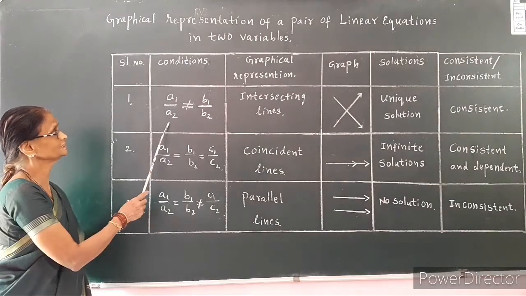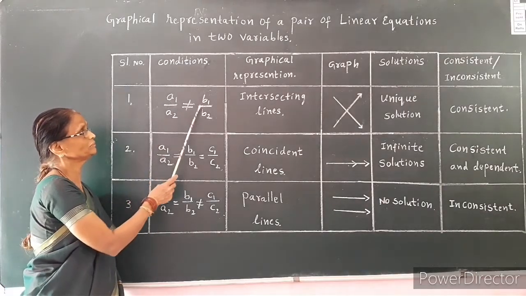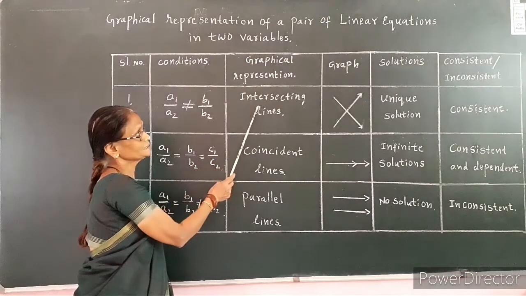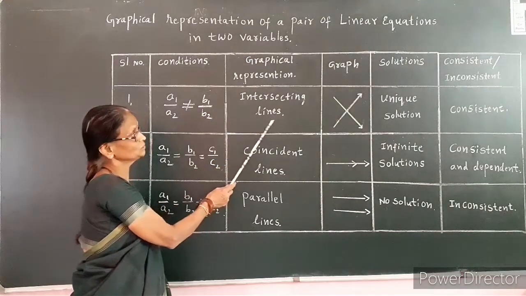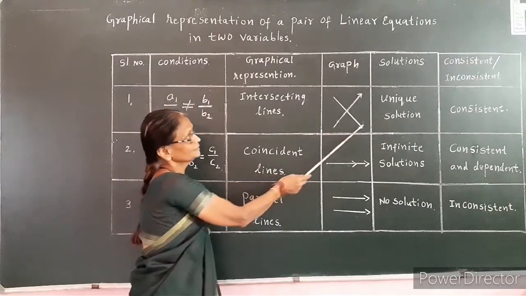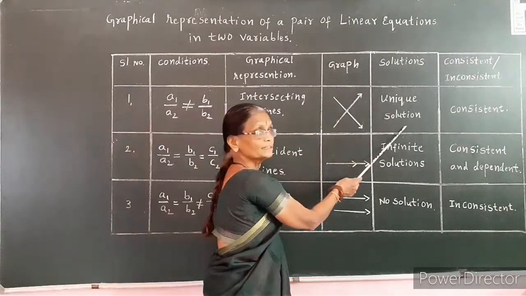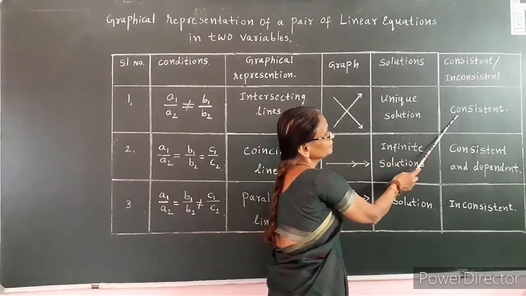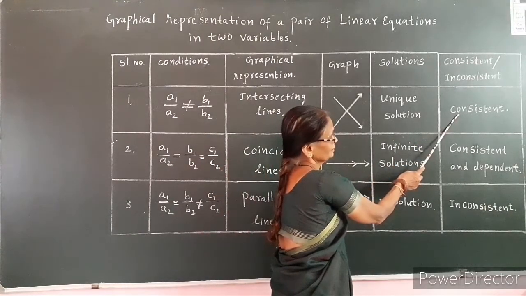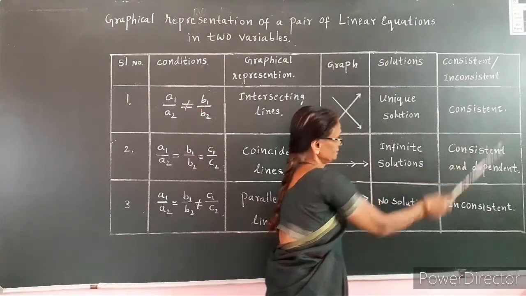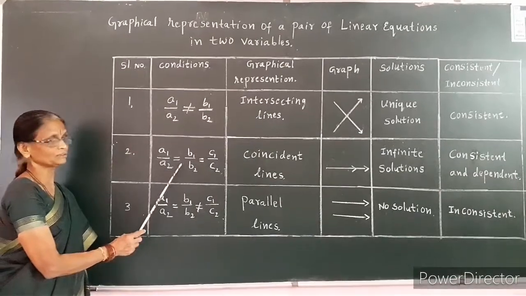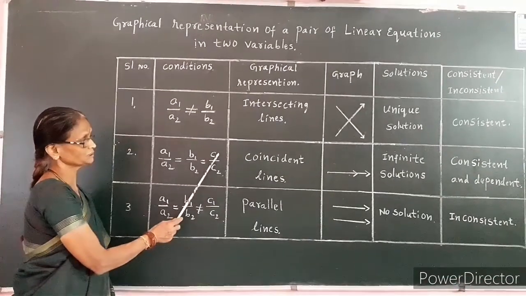The first condition is if the ratio of a1 by a2 is not equal to b1 by b2, the graphical representation is intersecting lines. The two lines intersect. Then the solution is a unique solution. It has only one solution. The existence is consistent.